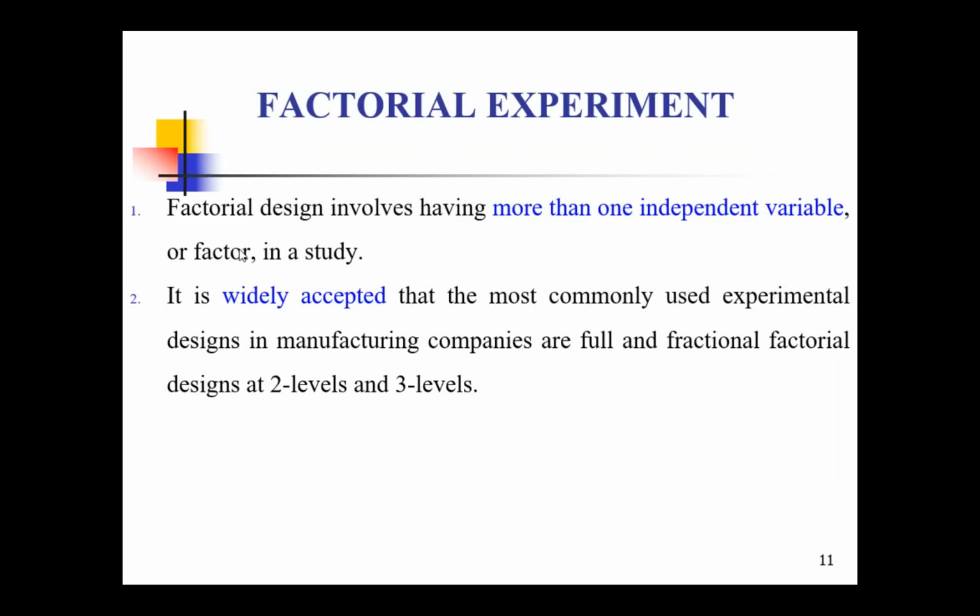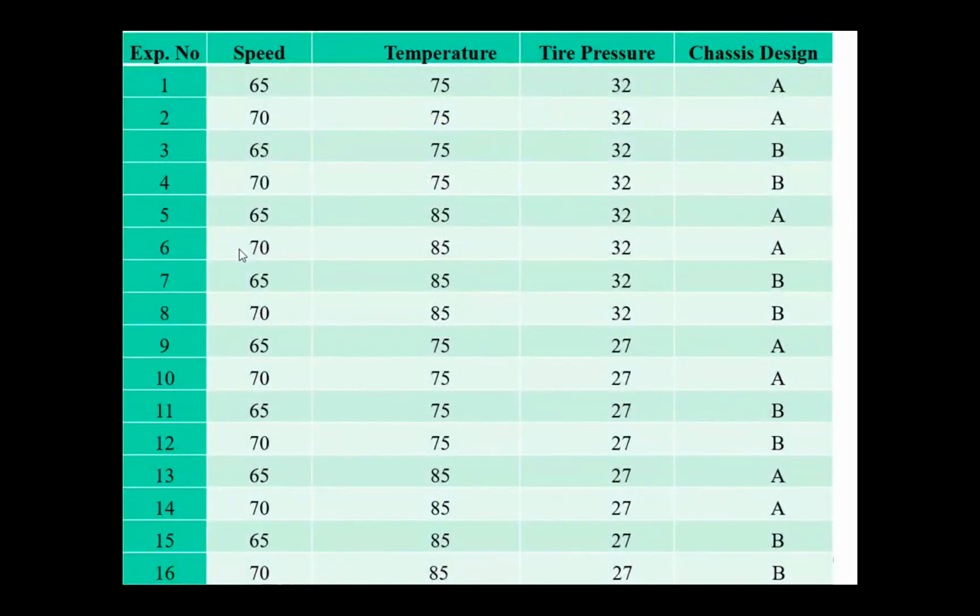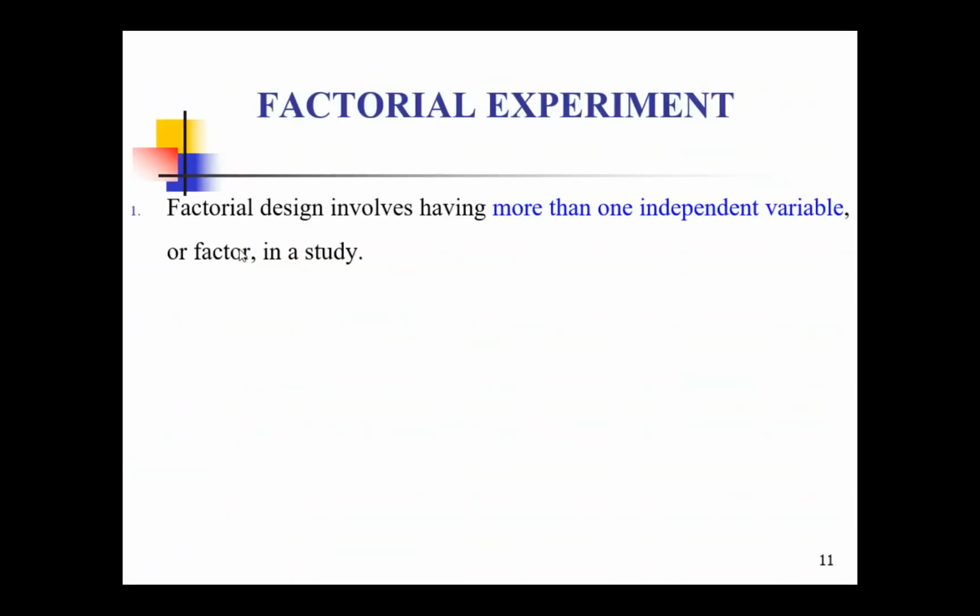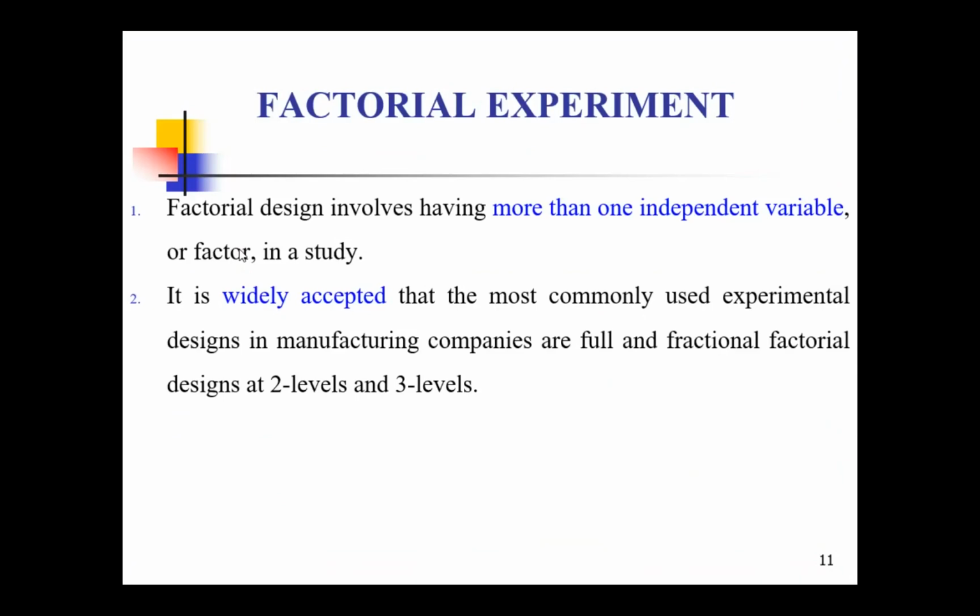Both full and fractional factorial designs can also be used here. The 2-level designs are, in speed I have 2 values, 65 and 70 only. If I have another value, 65, 70, 75, then it becomes a 3-level value. That is 3 values for an input. That becomes the 3-level value.